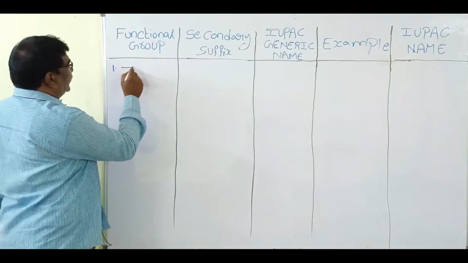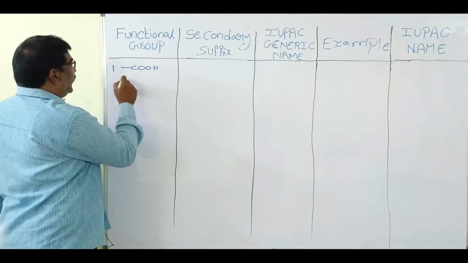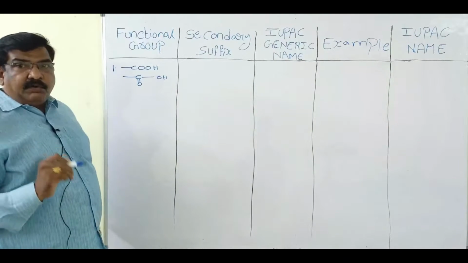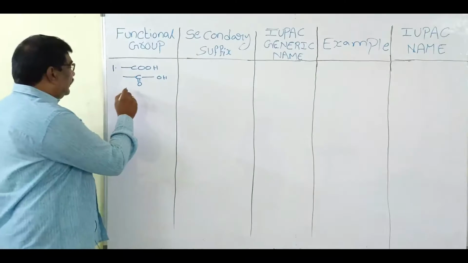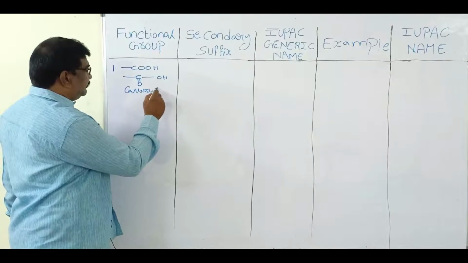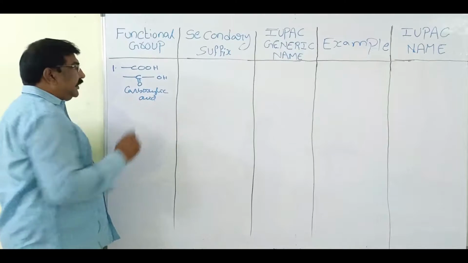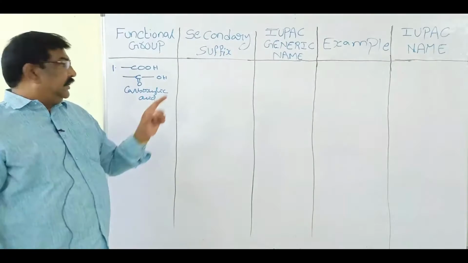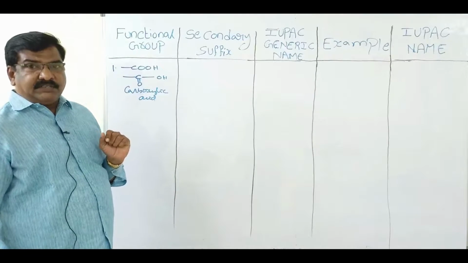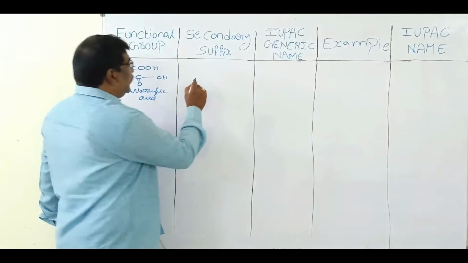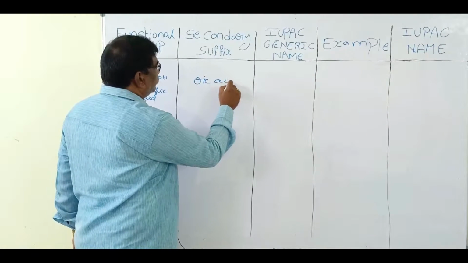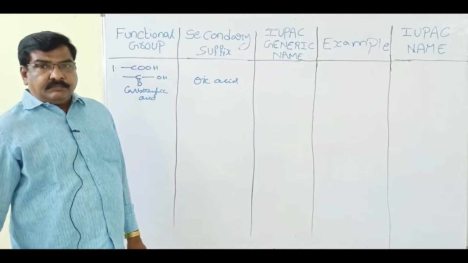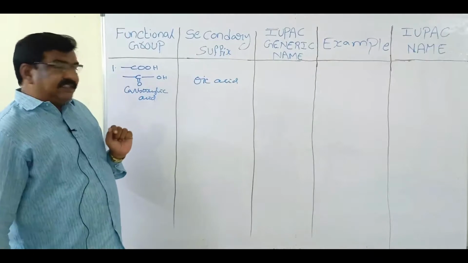The first one is COOH. It is also represented like this. It is called carboxylic acid. So what is the secondary suffix given to carboxylic acid? It is oic acid. Where is this oic acid to be added?